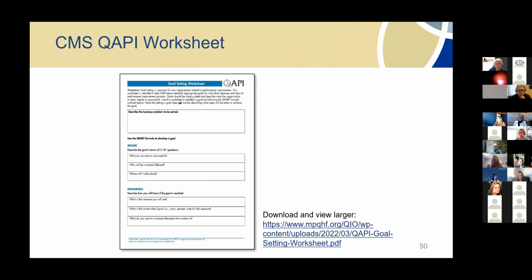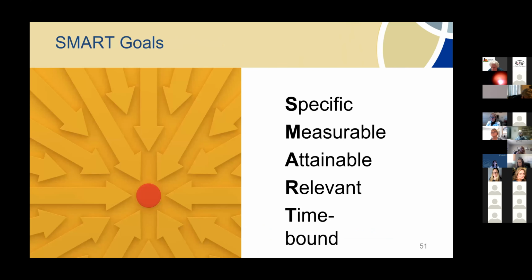Next slide, please. Here is a CMS worksheet that I am providing you all. It's intended to help your teams establish appropriate goals for individual measures and for performance improvement projects. It talks about SMART goals and how you can define those and how you can work on a PIP, a performance improvement project. You need to develop your SMART improvement goals, which are effective goals that are specific. We'll go over that on the next slide.